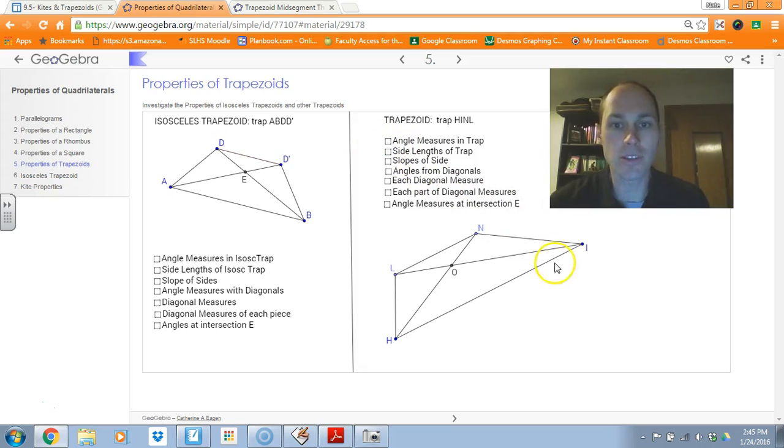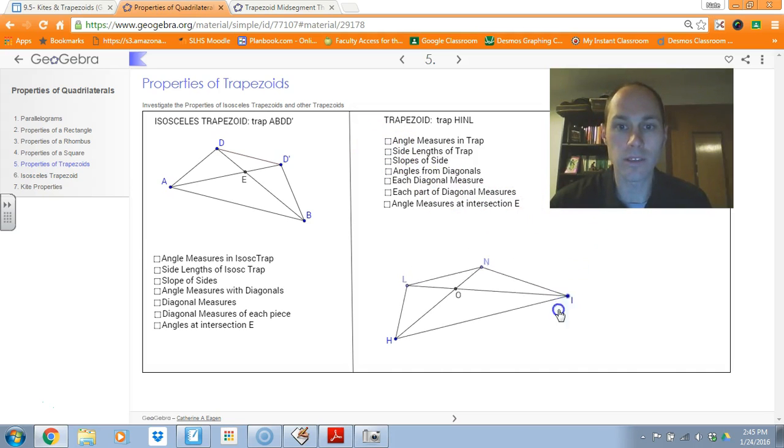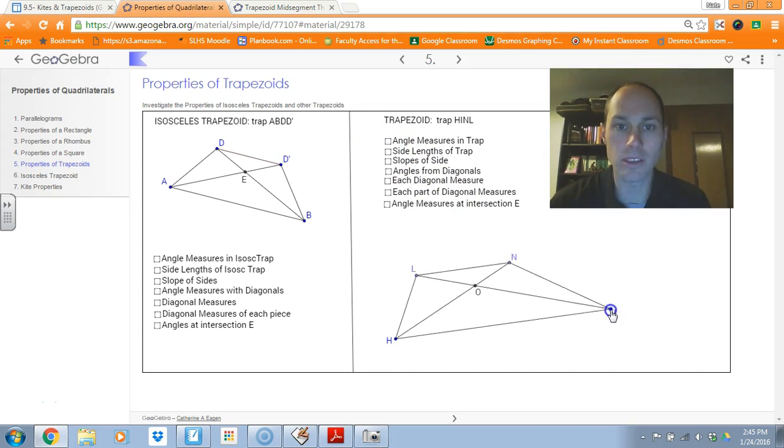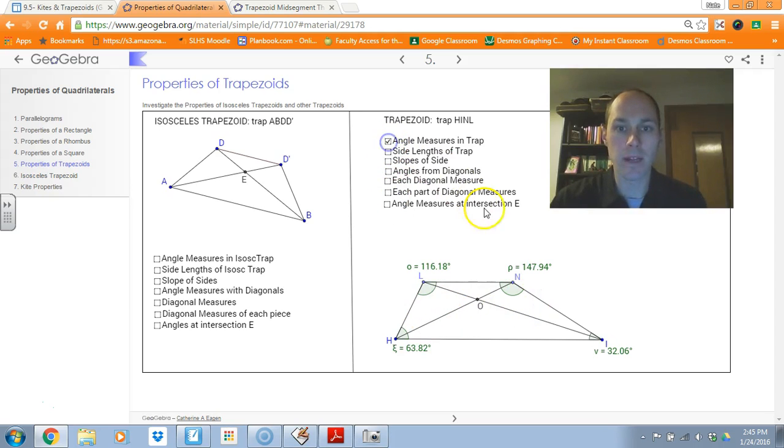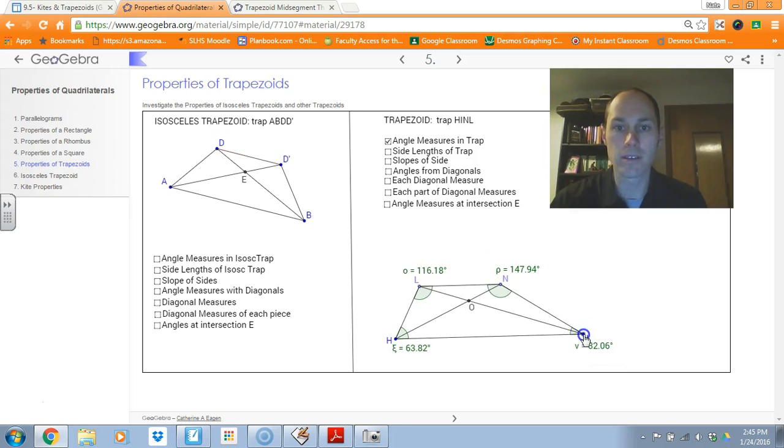So let's look at a trapezoid in general. What do you see about that shape? What do you notice about it? As we drag it around and change the shape, maybe you notice that sides don't all appear to be the same. But angle measures, as we look at those, could all be different. Side lengths aren't always the same.